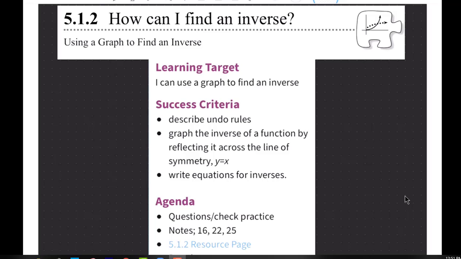So we know that when it comes to inverses, we're undoing the rules that we started with. And then we're going to learn that when it comes to graphs, it's actually a line of symmetry. We're reflecting it over that y equals x line, so we'll talk about that a little bit. And I don't know if we'll get to writing the equations to inverses. A little bit. We'll get to that.